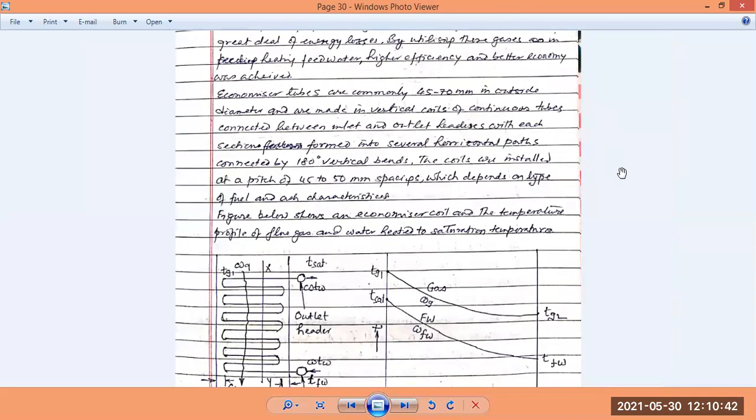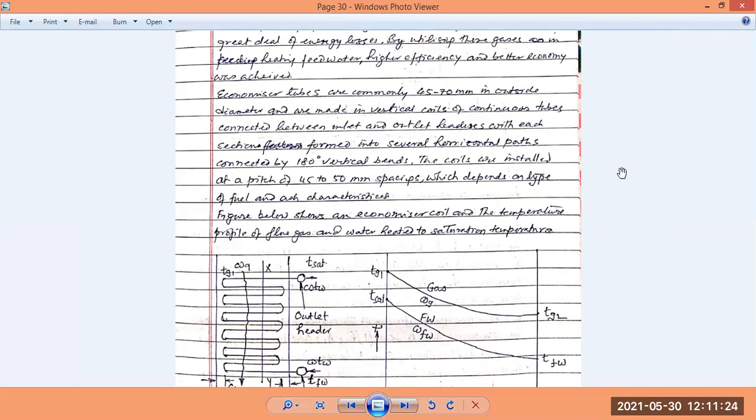The economizer tubes are only 45 to 70 millimeters in outside diameter and are made in vertical coils of continuous tubes connected between inlet and outlet headers. Again, a header means a box. It is a complete integrated box which houses the tubes; at one end there is a header, and at the other end there is another header housing the ends of the tubes, so that it can distribute the flow of water or steam from inlet to outlet.